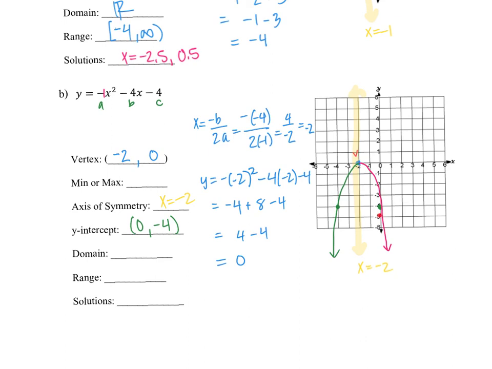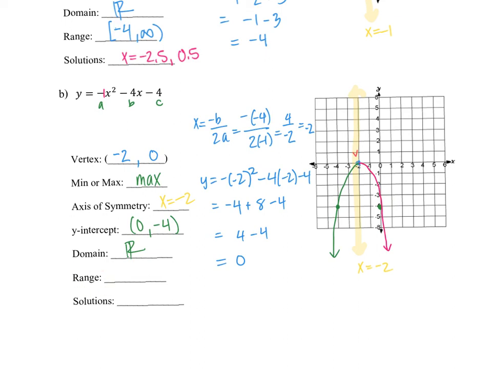So I have my picture now, and I can see that this vertex is actually a maximum because it's the highest point. So this is a max. My domain is all real numbers. Notice that it still points to the left and to the right with an arrow. So even though they're pointing down this time, they're still pointing left and right. So this is going to be all real numbers.